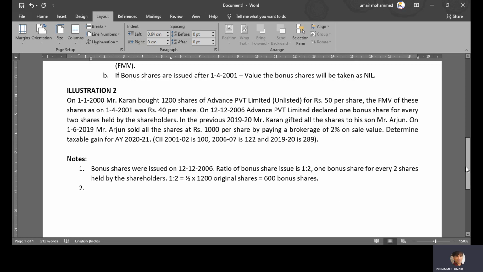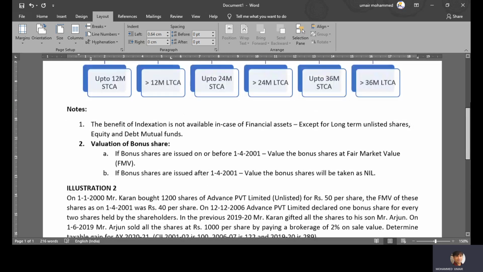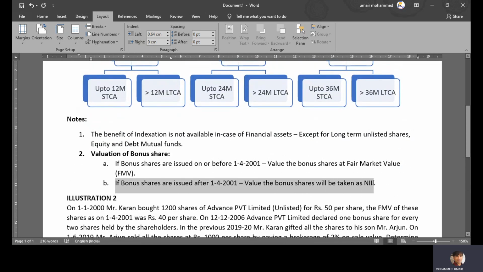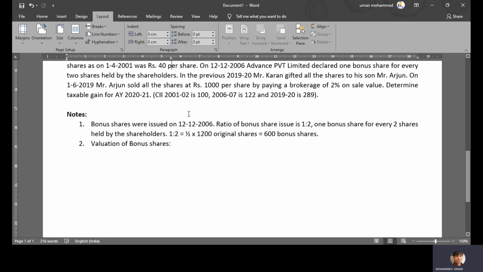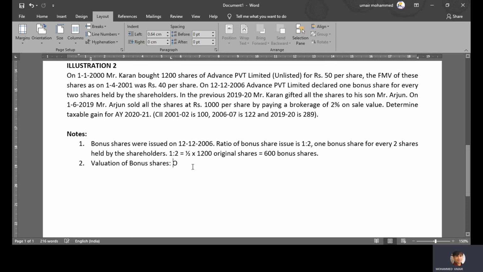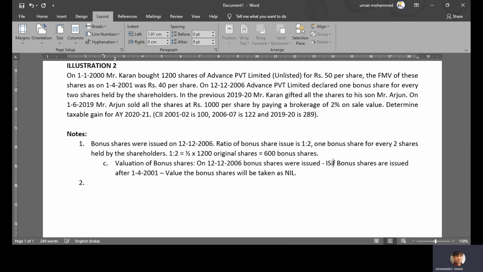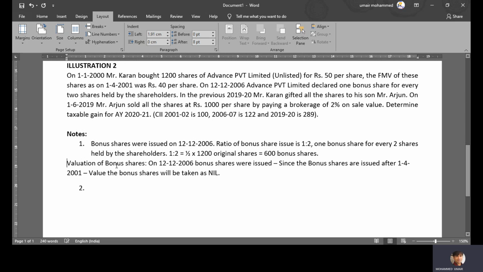Now next comes to valuation of bonus shares. Now, you know that in case if the bonus shares are issued after 1st April 2001, the value of bonus shares will be taken as nil. And in this case, bonus shares were issued when? So the data is given here. On 12 December 2006, bonus shares were issued. What happens here is the value of bonus shares would be considered as nil. Since the bonus shares are issued after 1st April 2001, value of the bonus shares will be taken as nil. Right, so that's what you're supposed to write.